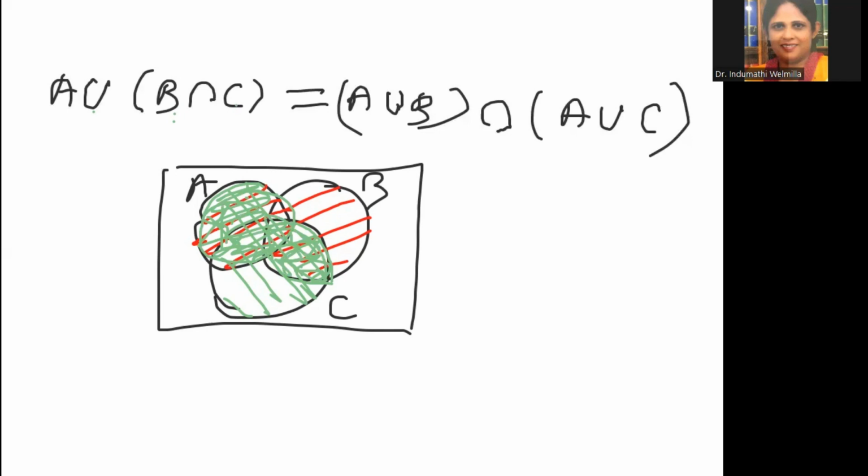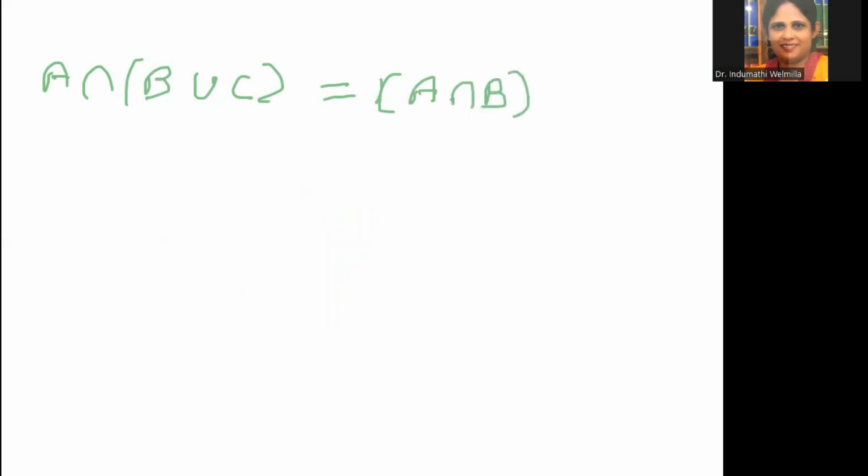Also according to the distributive property, we can write A intersection (B union C) equals (A intersection B) union (A intersection C). Okay? This one also we can explain through the Venn diagram.